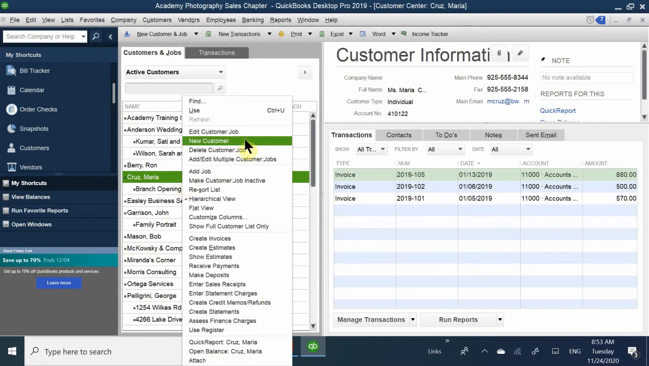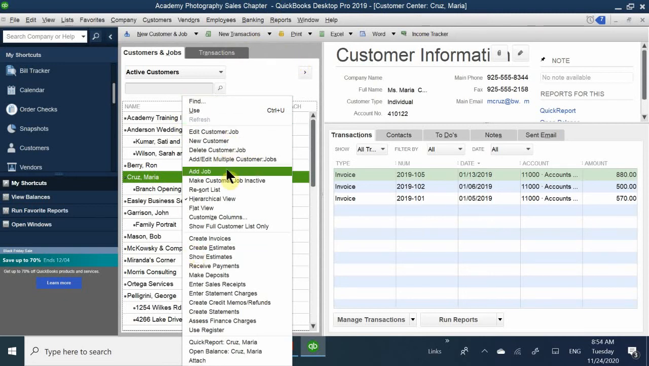All right? Pretty straightforward. There's 3 ways if you're using the home page: home page, customer center, new customer. Icon bar, customer center, new customer. Menu bar, customer center, new customer. Okay? Once you get to the customer center, there's the new customer, or you can right click on the customer list. So that's how you enter a new customer in.